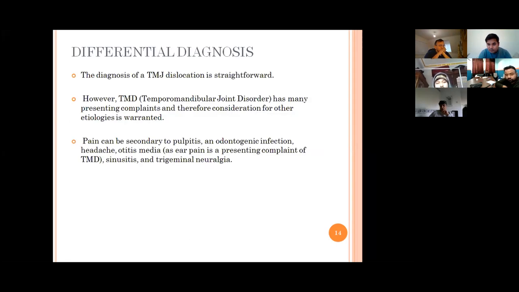Differential diagnosis. The diagnosis of a TMJ dislocation is pretty straightforward. However, temporomandibular joint disorders have many presenting complaints, and therefore consideration of other etiologies is also warranted. Sometimes pain can be secondary to pulpitis or odontogenic infections, headache, otitis media, sinusitis, and trigeminal neuralgia as well.